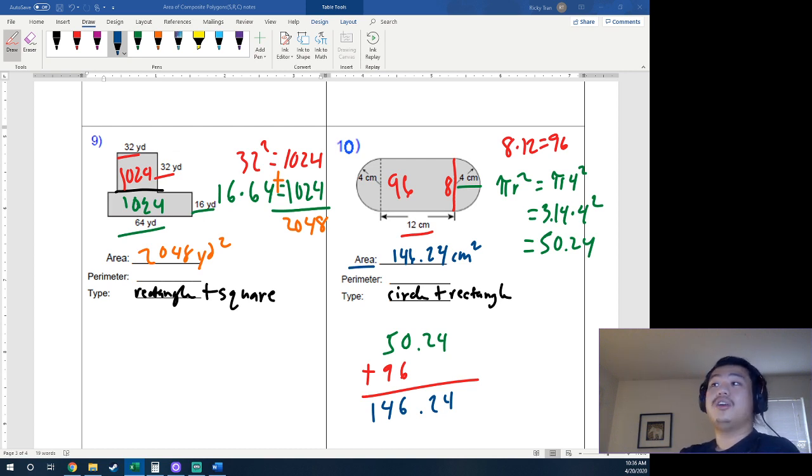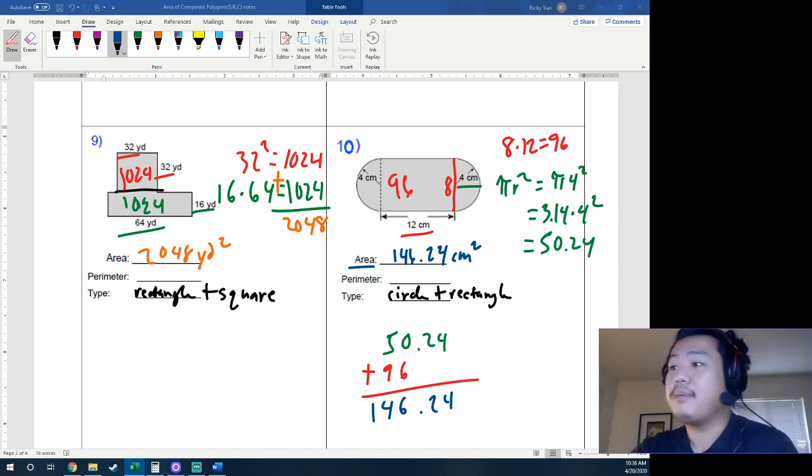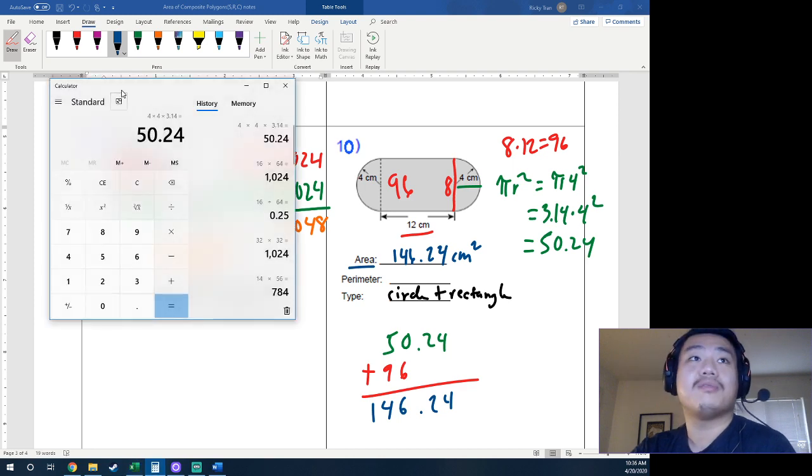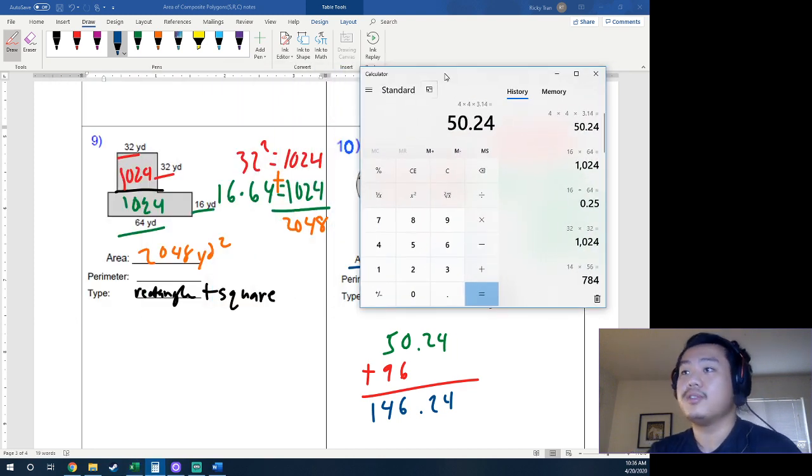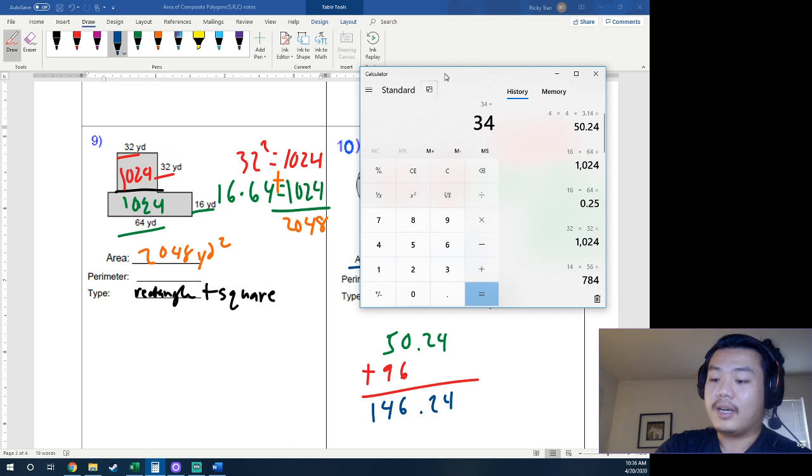34 out of roughly 170 students. If we took that and put that in the calculator, let's look at the percentage of people who are actually paying attention and messaging me. 34 out of 170.